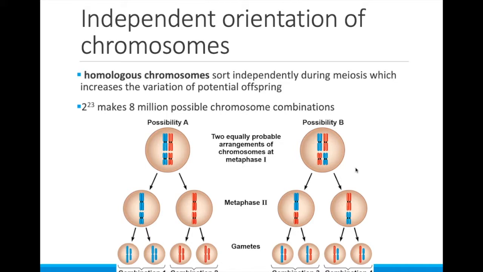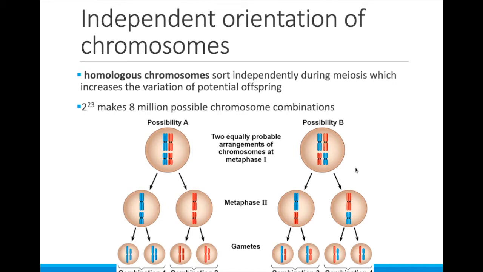So we saw how it was important to cut the chromosome number in half. Think about what would happen if you didn't cut the chromosome number in half. The next generation would have twice as many chromosomes. Well, that wouldn't produce a viable offspring. So meiosis is really important for cutting chromosome numbers in half.